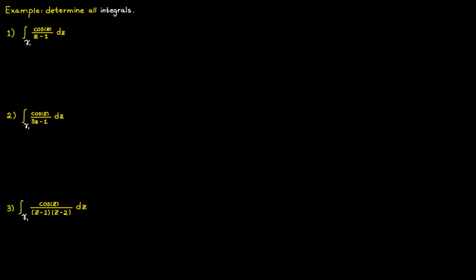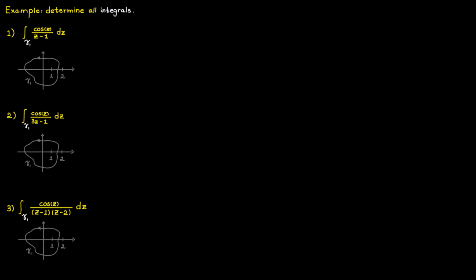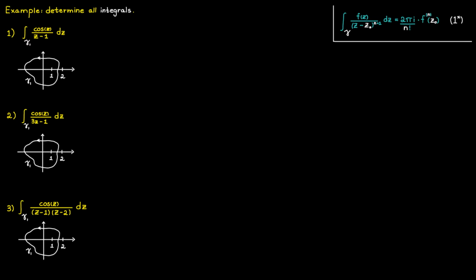Here I would like us to compute all the integrals. And notice here that the contour gamma will be the same for each one of them. Gamma 1 will look something like this. And this contour would be really hard to parameterize if we had to solve these integrals the normal way. So it's nice that we don't have to do that, since we are going to use Cauchy's integral formula to solve them instead.